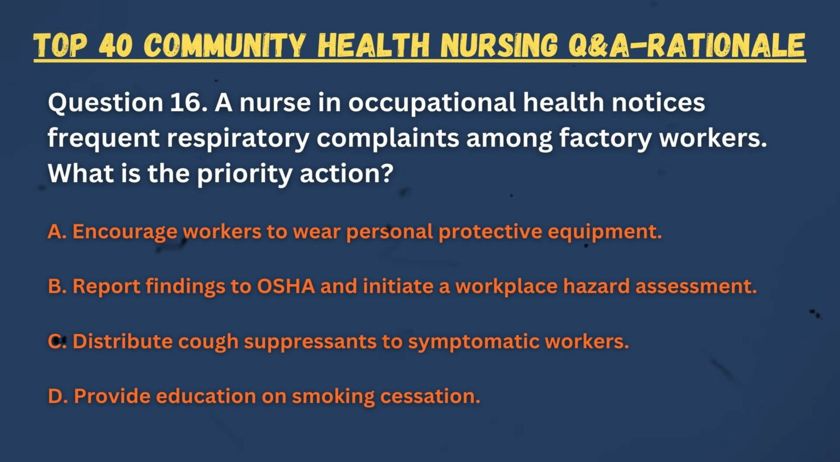Question 16. A nurse in occupational health notices frequent respiratory complaints among factory workers. What is the priority action? A. Encourage workers to wear personal protective equipment. B. Report findings to OSHA and initiate a workplace hazard assessment. C. Distribute cough suppressants to symptomatic workers. D. Provide education on smoking cessation.